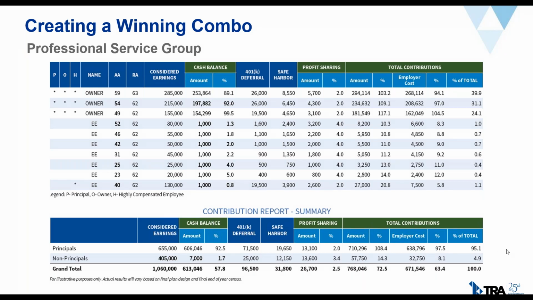In the cash balance plan, if you go to the left side of that chart, you'll see that the benefit accrual is $606,000 for the principals and $7,000 for the non-principals. So by adding this cash balance plan and adding that $613,000 potential contribution, 92.5% of it went to the owners. Professor Markley, I'd like for you to jump in here if you don't mind and give us your thoughts as well.